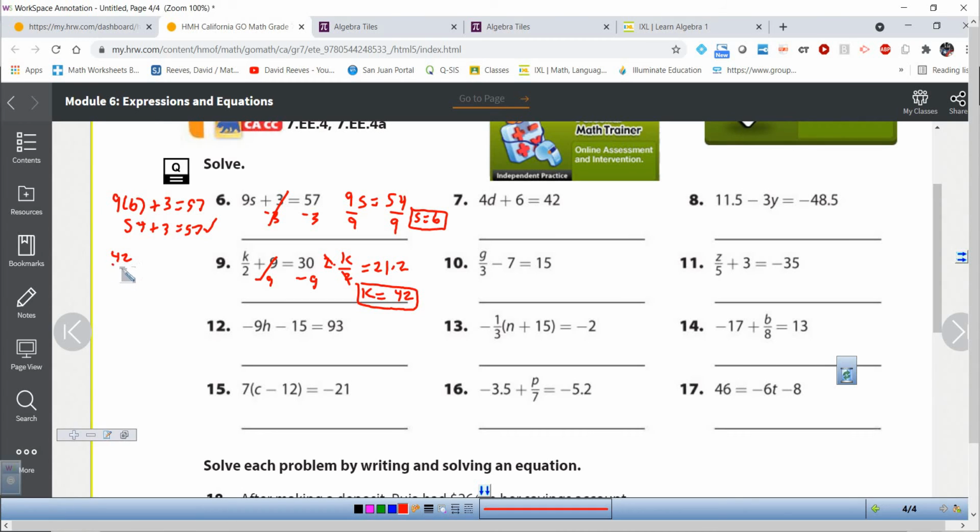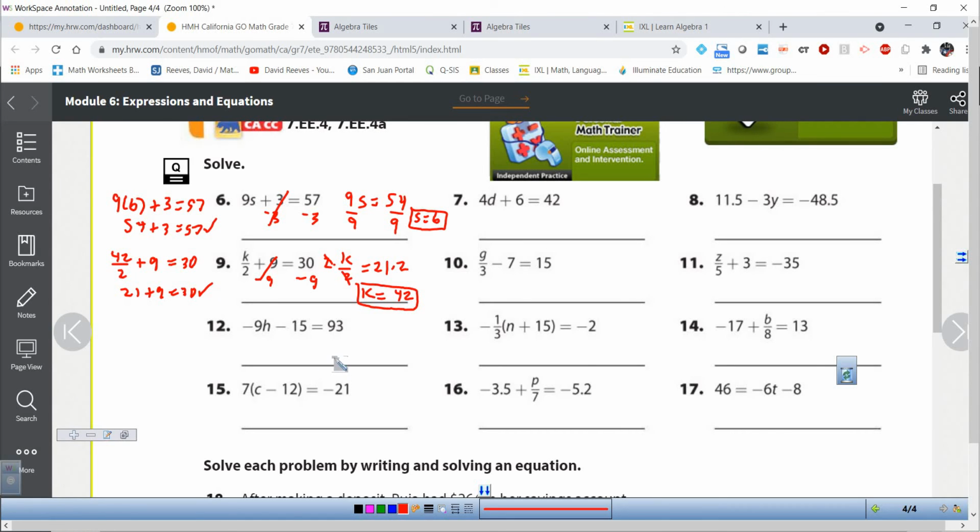So if I go back to my equation and I do 42 divided by 2 plus 9, it should equal 30. Well, 42 divided by 2 is 21. 21 plus 9 is 30. It checks. Awesome, possum. All right, two more.